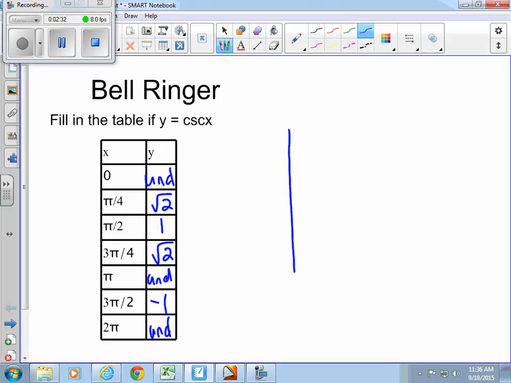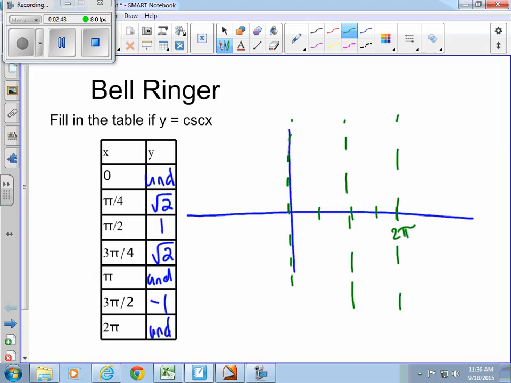So cosecant has a lot of vertical asymptotes. At 0, it has a vertical asymptote. Just for fun, I'm going to graph a sine function for a moment. I'm going to show you some parallels between sine. So that's what a sine function looks like.